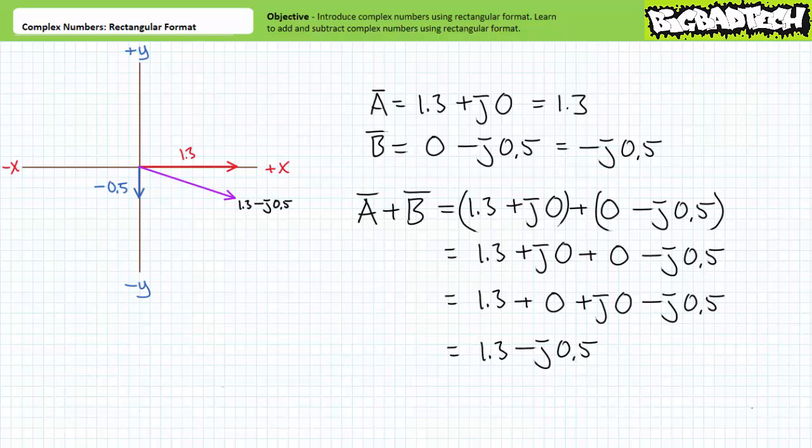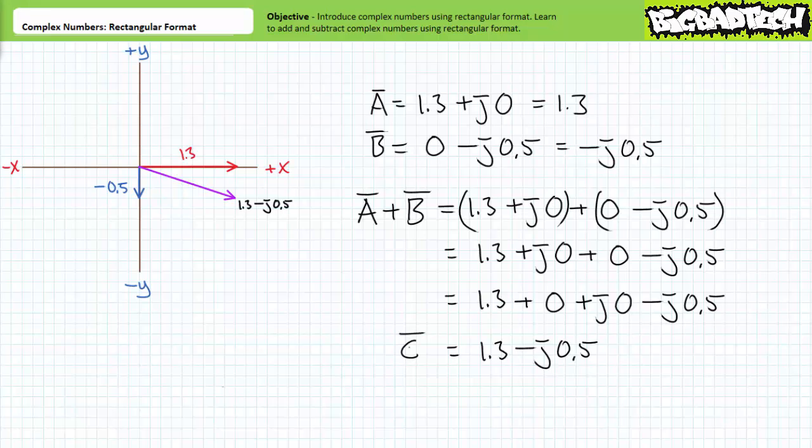Too easy. Because complex numbers are a little different than normal numerical quantities, they're often written differently. Often textbooks write vectors using a script or bold notation, but I find this technique cumbersome and ugly. I find an easier way to annotate a complex number, vector, or phasor is to simply use an overbar. For example, the canoe's complex number in rectangular format could be represented as a overbar equals 1.3 plus j times 0, or just 1.3. The river's complex number in rectangular format could be represented as b overbar equals 0 minus j.5, or just as negative j.5.